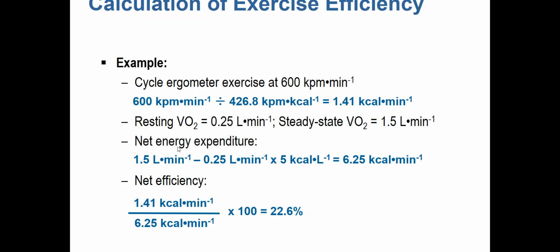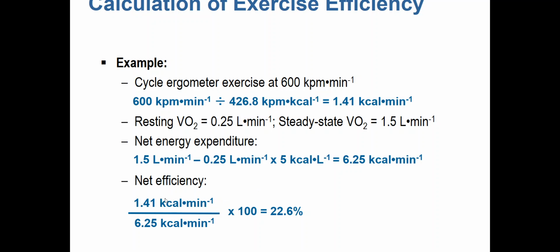Once we have the work performed on the cycle, then we need to determine the energy expenditure that resulted from that work. So we take into account steady state versus resting, which in this case is 1.5 minus 0.25. We take that difference, multiply it by 5 kilocalories per liter, so we have it in the unit of measurement that we want, which is 6.25 kilocalories per minute. That's the net energy expenditure, and then we can determine the net efficiency.